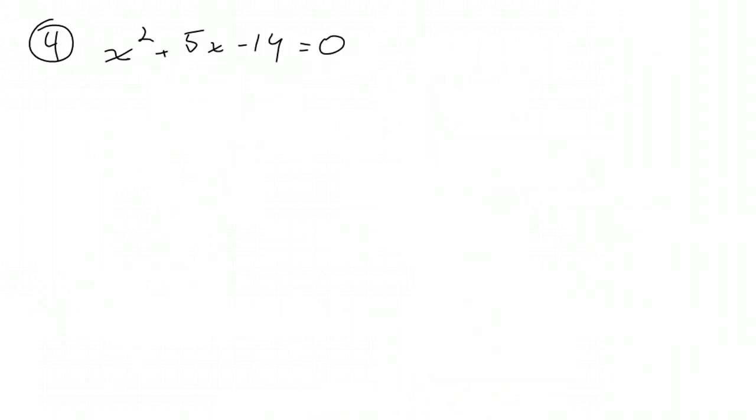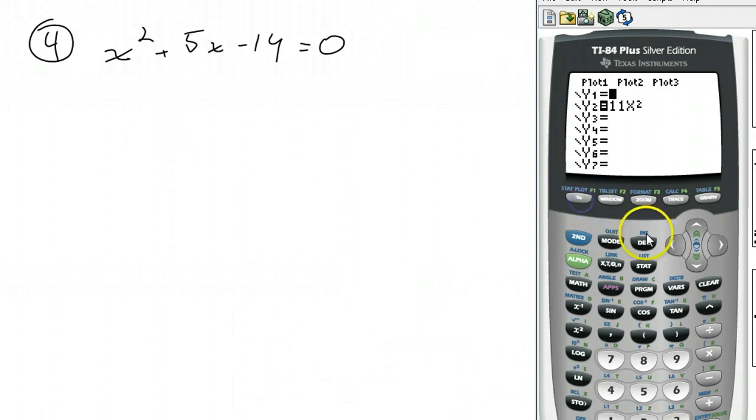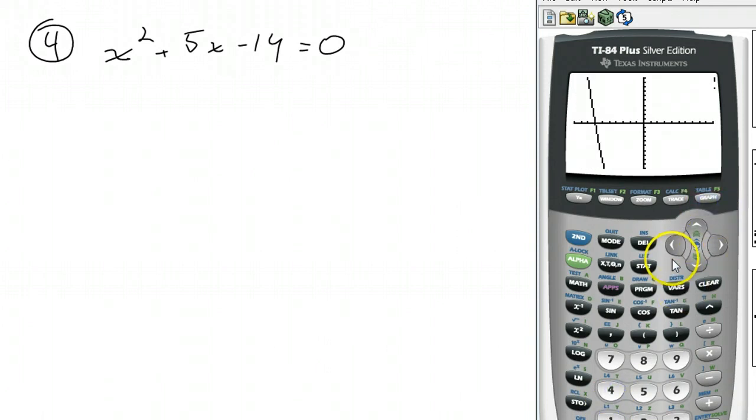For number 4, it asks us to solve the equation by graphing. Well, if we want to graph, we need to know our roots. So you can use your calculator, go to your y equals, clear everything out, and punch in your equation: x squared plus 5x minus 14. And we want to look at the graph.